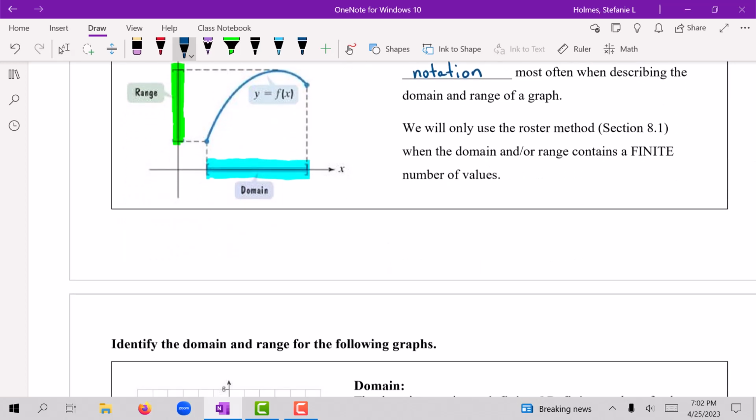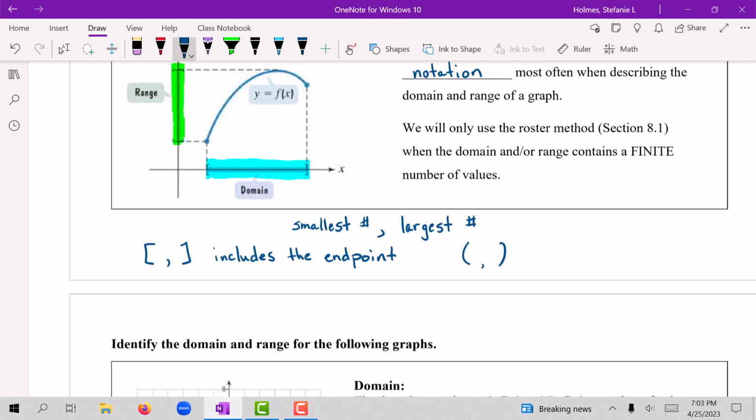And remember, when we use interval notation, it's always smallest number on the left and largest number on the right. And the other thing we have to remember is that this or this includes the endpoint. And the two parentheses, those do not include the endpoints.